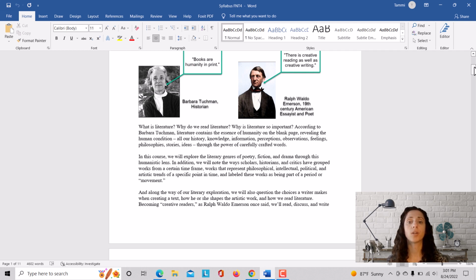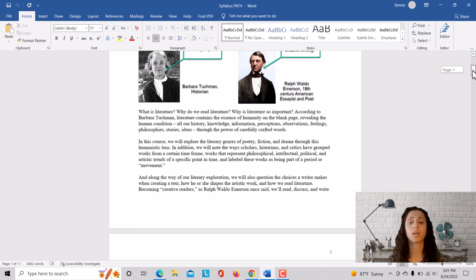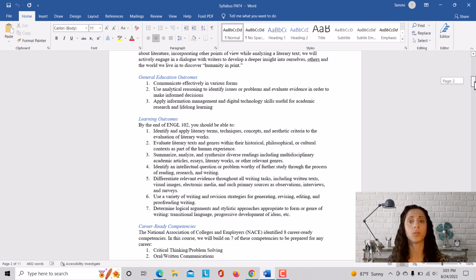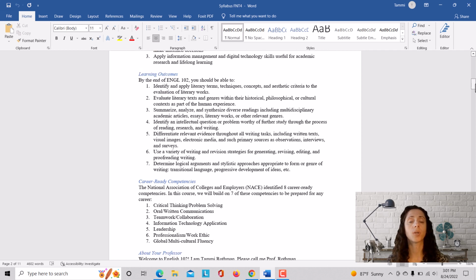Becoming creative readers, as Ralph Waldo Emerson once said, we will read, discuss, and write about literature, incorporating other points of view while analyzing a literary text. We'll actively engage in a dialogue with writers to develop a deeper insight into ourselves, others, and the world we live in, to discover humanity in print. Next, we have the general education outcomes, which you could take a look at on your own. And I'm going to skip to the learning outcomes of our course.